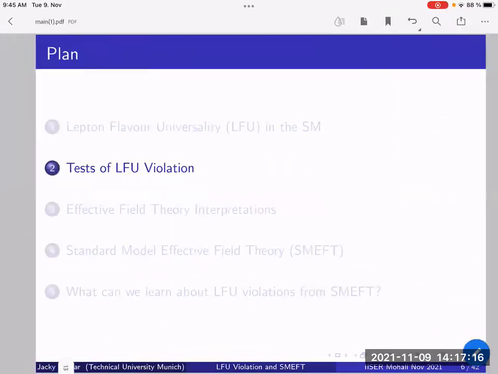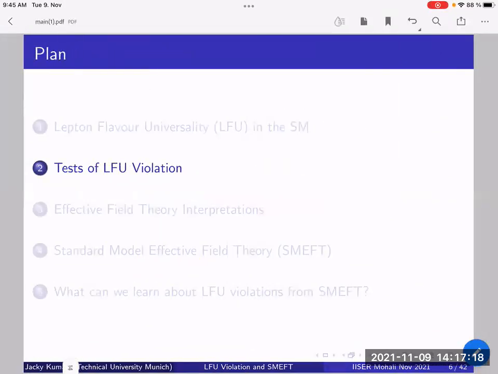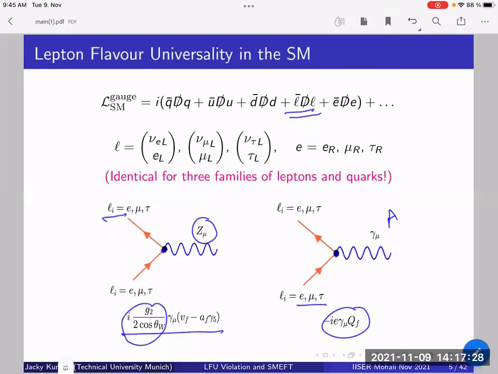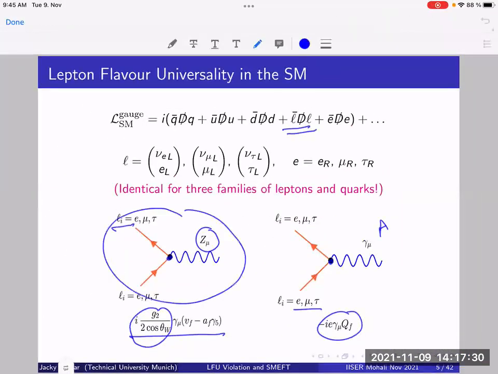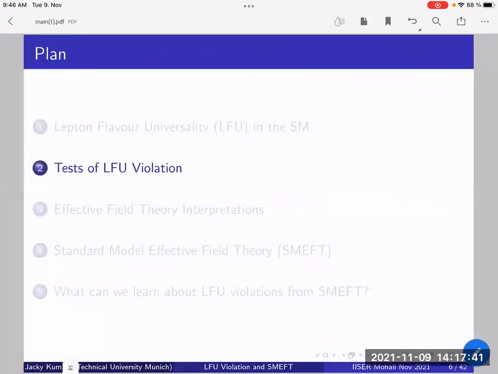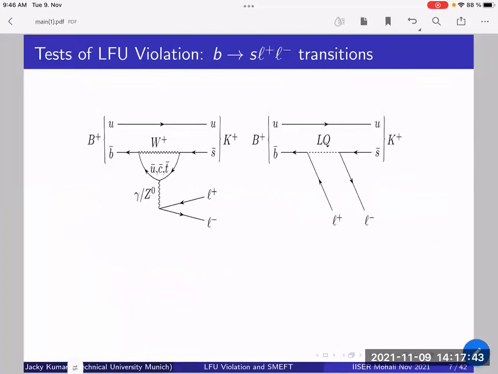Okay. So now the question is how to test this feature. As I said, we can always look at some observables in which in particular these vertices enter. So we will look at some processes in which these vertices enter and then measure these processes, okay, for e, mu, and tau for each mode.